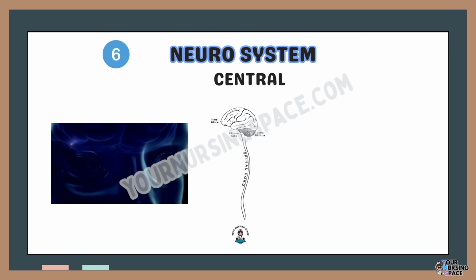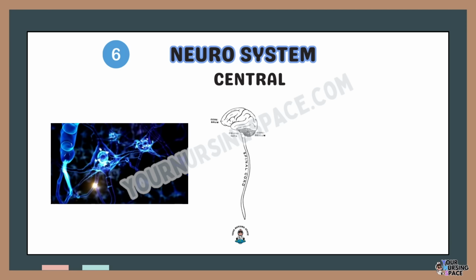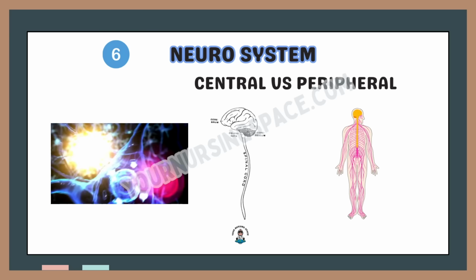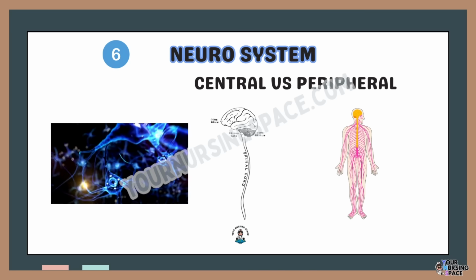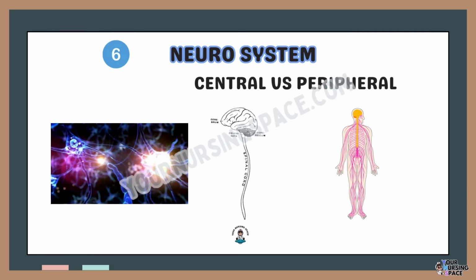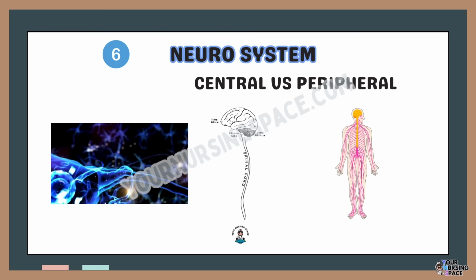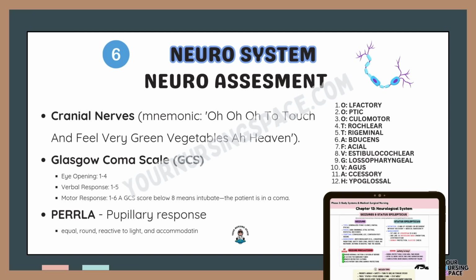The central nervous system, which includes the brain and spinal cord, acts as the control center, processing and sending out signals. On the other hand, the peripheral nervous system connects the CNS to the rest of the body, enabling movement, sensation, and reflexes. Disorders affecting either of these systems can have significant consequences, which is why understanding their functions is key when assessing patients. A thorough neuro assessment helps us detect early signs of neurological dysfunction before they become critical.